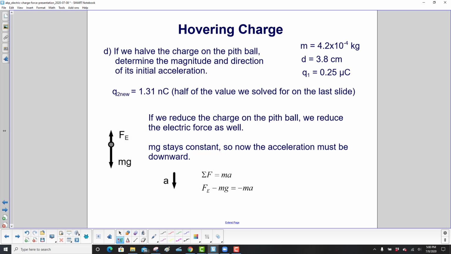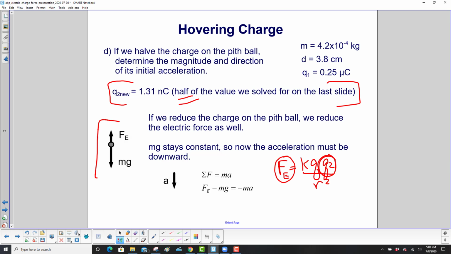Determine the magnitude and direction of its initial acceleration. So Q2 new is going to be 1.31 nanocoulombs. That is half of the value that we solved for in part C, right? Because that was 2.62, so we cut it in half. Now, if we reduce the charge on a pith ball, we reduce the electric force as well. Well, why is that? The electric force, put an E here, is kQ1Q2 over r squared. So if I cut this guy in half, the electric force will be cut in half.